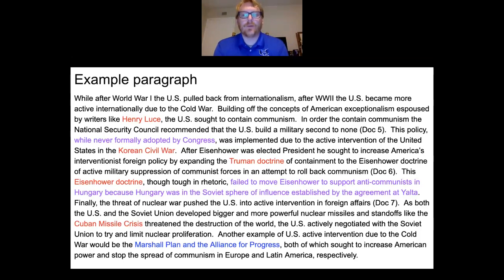Building off concepts of American exceptionalism espoused by writers like Henry Luce, you may not know who that is, but if we'd gone through it, you would. All of a sudden, now you're bringing in some context, some relevancy here. The U.S. sought to contain communism. In order to contain communism, the National Security Council recommended that the U.S. build a military second to none. Now, you don't know what Document 5 is, but based on this, you can summarize that it is NSC 68, right? Now, you notice I didn't quote NSC 68.